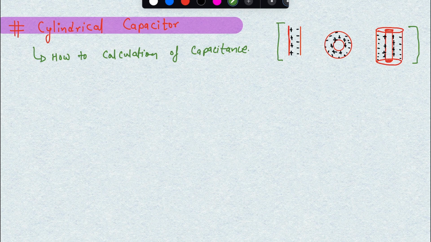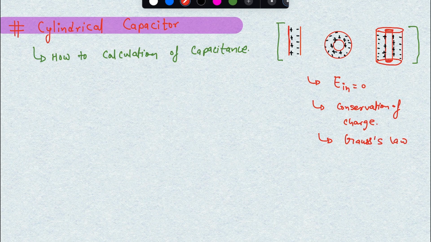In those cases, if you want to solve the problem, go with the very fundamentals: inside any kind of conductor the electric field will be 0, and second is conservation of charge. And sometimes, to do the calculation of the charge distribution, we even apply Gauss law. My handwriting is not that good, but I think you can understand what I am writing.